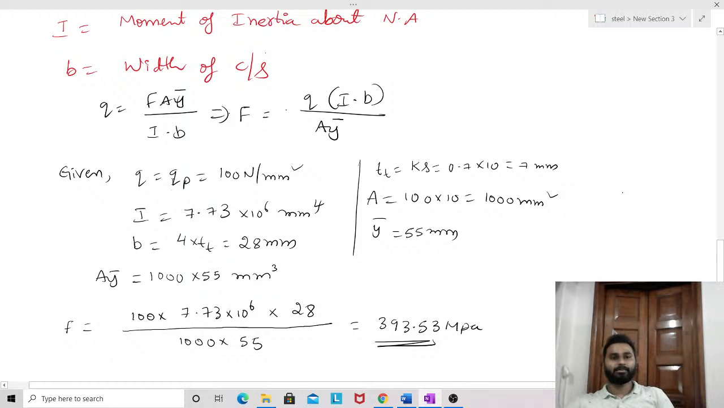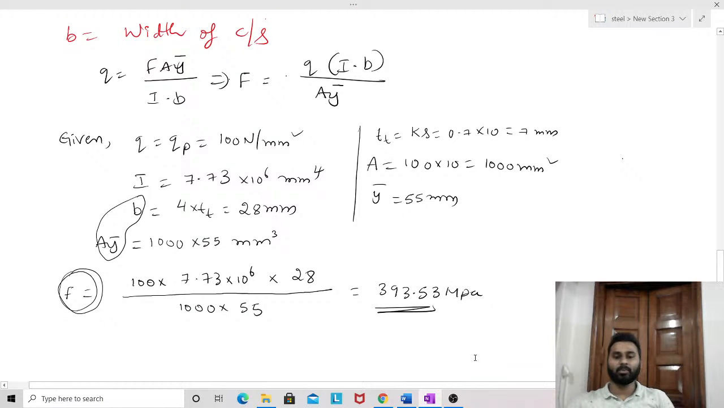So see this, these are the given informations. Here we have calculated A, y bar and b. These are the things to be calculated to get the maximum shear force. So the final answer is 393.53 MPa. Is that okay? Once go through this. If you have any doubts, you can ask.